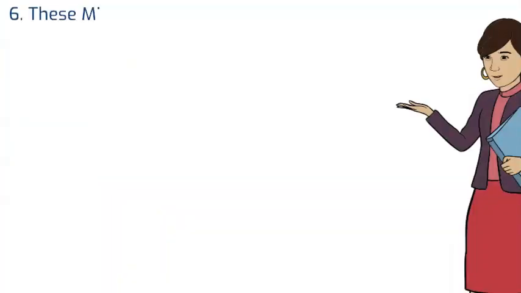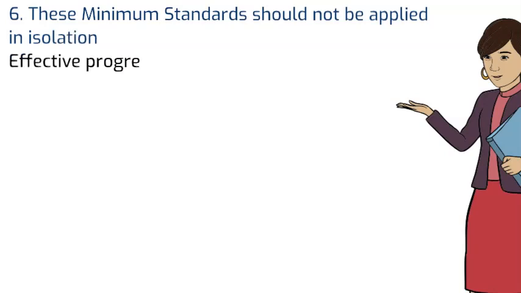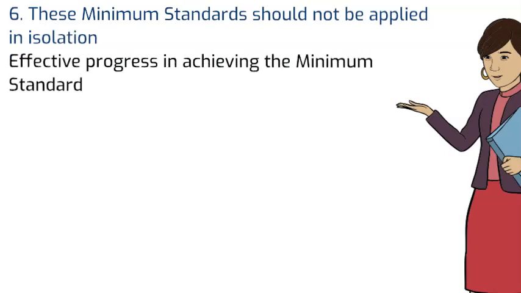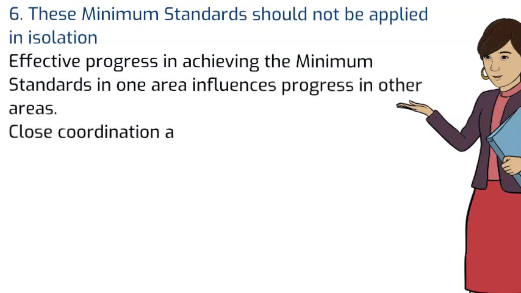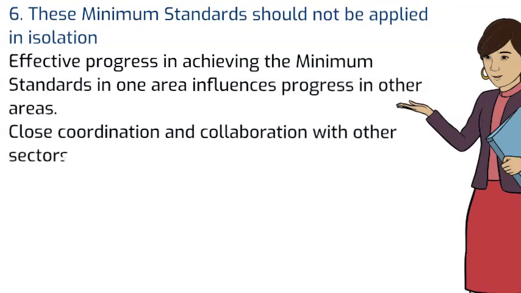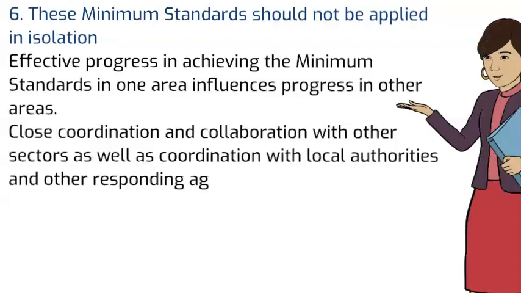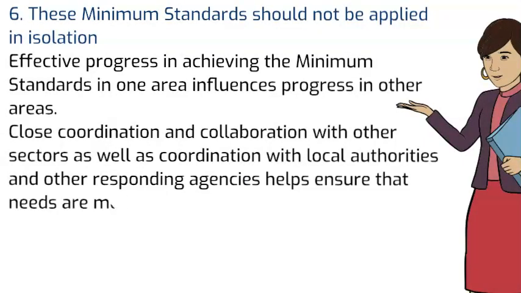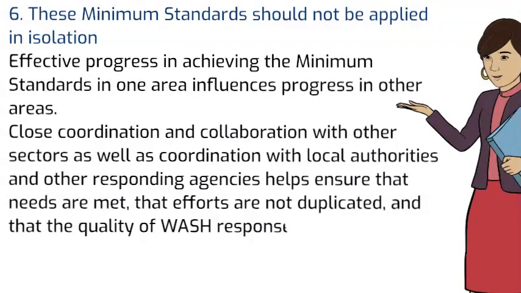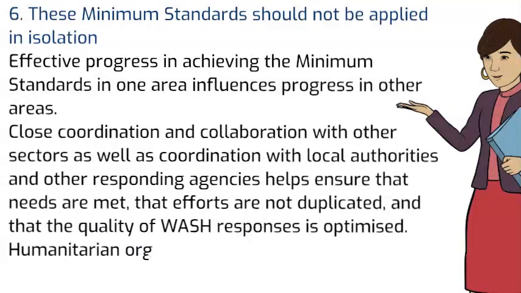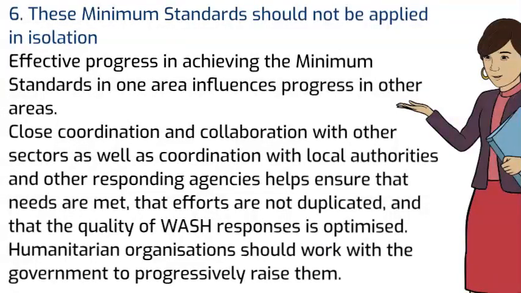Six. These minimum standards should not be applied in isolation. Effective progress in achieving the minimum standards in one area influences progress in other areas. Close coordination and collaboration with other sectors as well as coordination with local authorities and other responding agencies helps ensure that needs are met, that efforts are not duplicated, and that the quality of WASH responses is optimized. Humanitarian organizations should work with the government to progressively raise them.